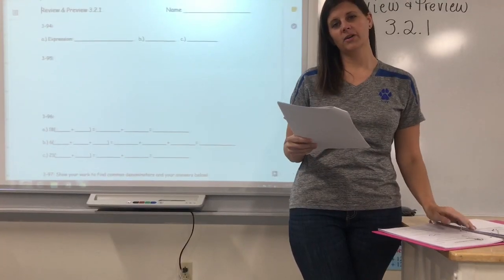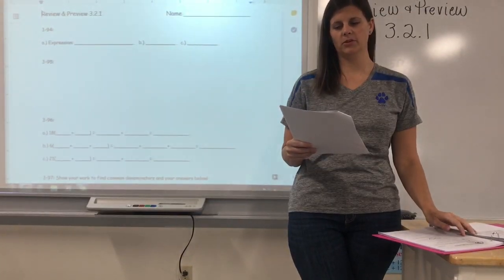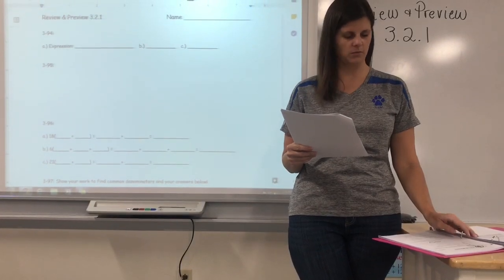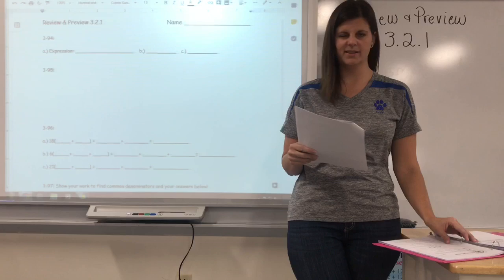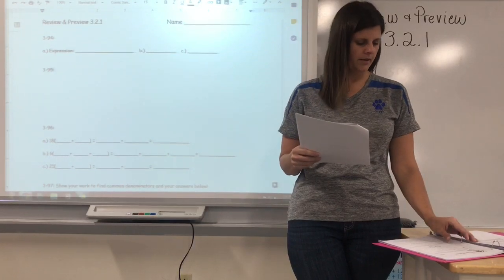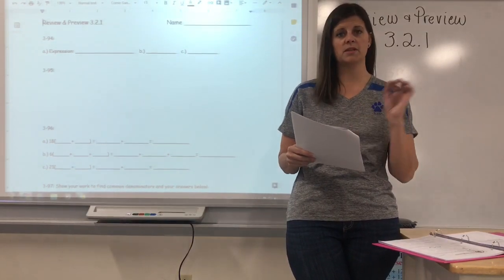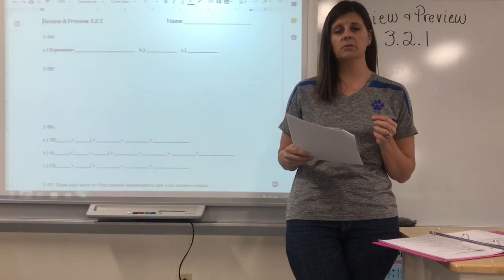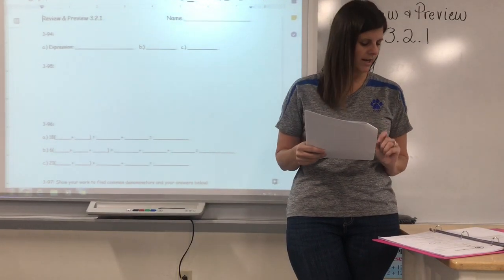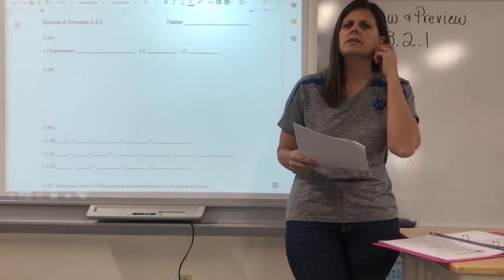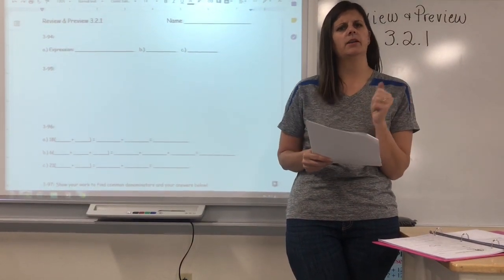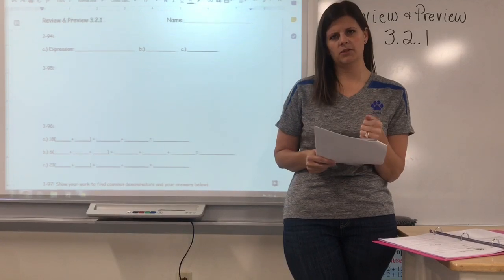We are ready to talk about directions for review and preview 3.2.1. For question 94, we've got a frog that's sitting at -2, and part A describes some movements in both directions. Based on what's being described, they want you to write an expression that describes the situation that's happening. Keep this in mind. You have to remember he starts at -2.